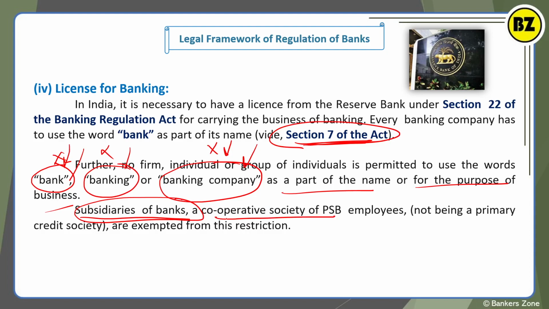Now, the cooperative society of public sector bank employees. Now see, you have different bank employees. We are bank employees, right? If you are working in a public sector bank, we have different credit societies. So these societies are also allowed to use the name bank, but primary credit societies are not allowed to use the name bank. So these are some exceptions from these restrictions.